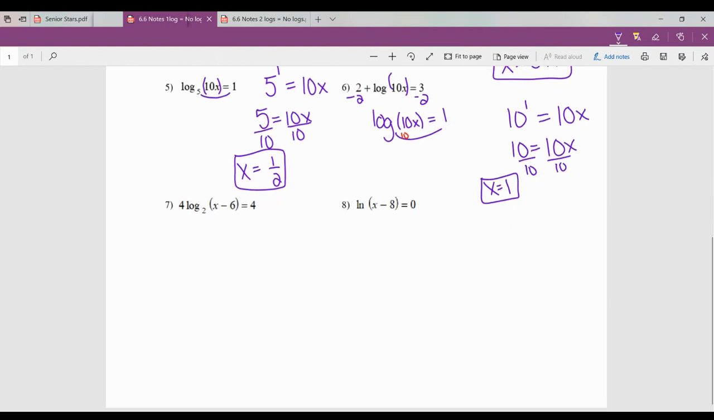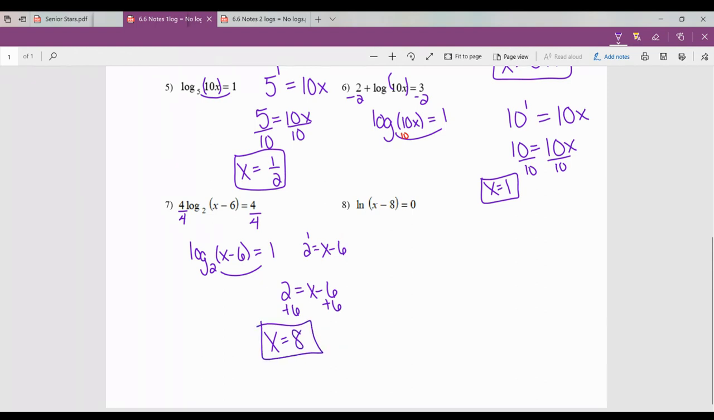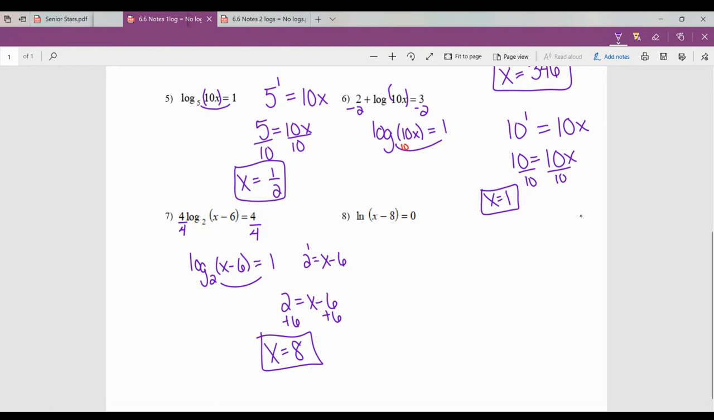All right, last two. I've got a number on the outside, so I can divide by 4 instead of subtracting because it's connected to the log by multiplying. Before it was connected to the log by adding. So we're going to divide by 4, so we get log base 2 of x minus 6 equals 1. And now we swoop: 2 to the first equals x minus 6. So we get 2 equals x minus 6. We add 6. X equals 8. Final answer.